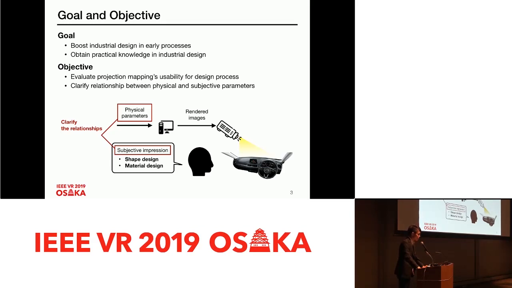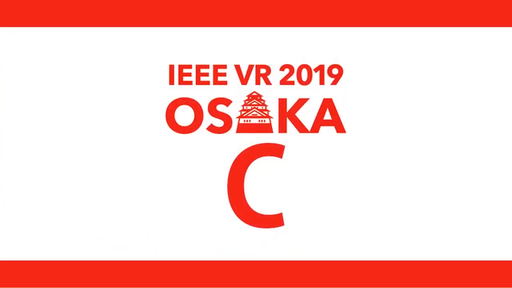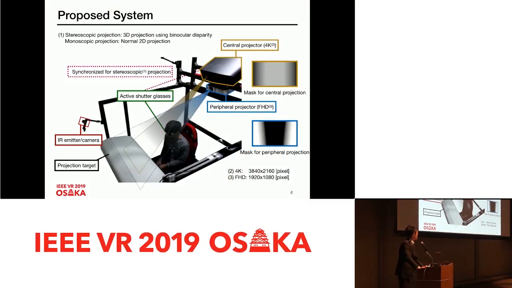Our research goal is to boost industrial design in RE processes by introducing a projection mapping system. We also aim to obtain practical knowledge in industrial design using the system mounted by the users. Active shutter glasses were synchronized with a 4K projector to realize stereoscopic projection.